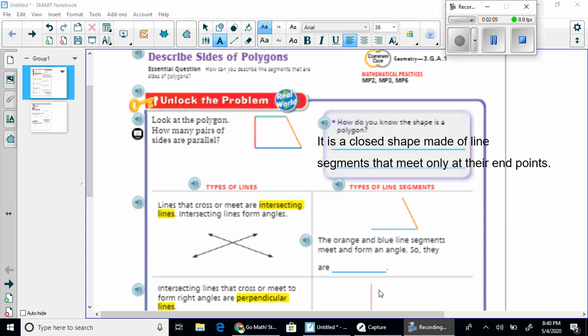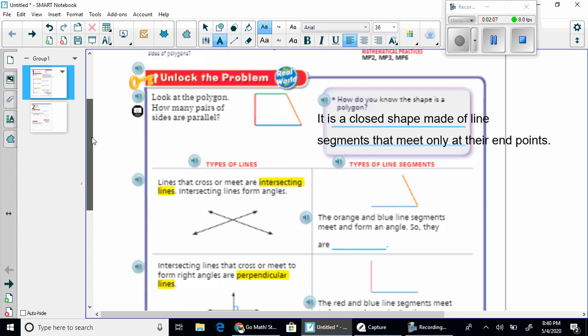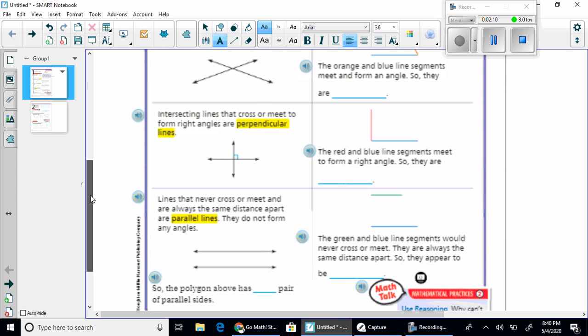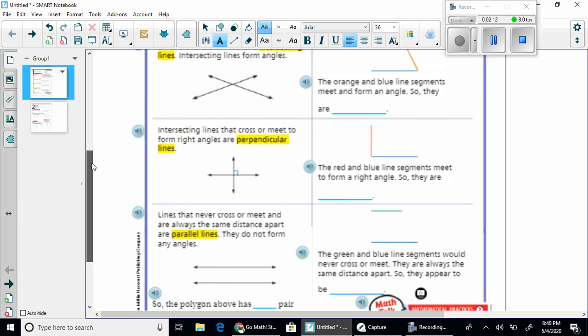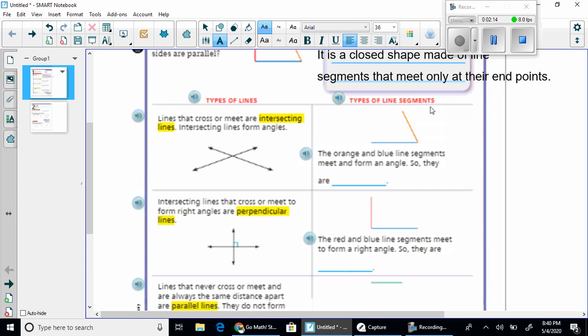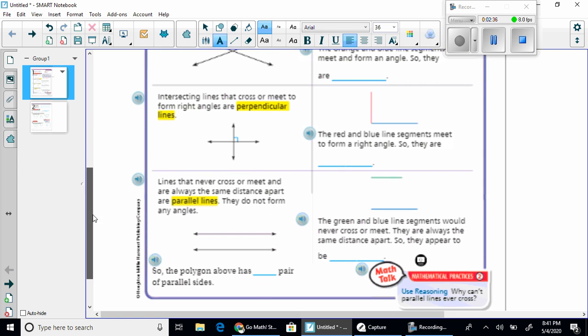Okay? All right, so over here on the right side of your paper, we have an example for each one of our vocabulary words. So this one says the orange and the blue line are line segments and they meet to form an angle. So they are intersecting lines. It's just showing examples of each vocabulary word. So this one would be intersecting. This one is talking about perpendicular lines. Here in the corner, they make a right angle. So those would be perpendicular.